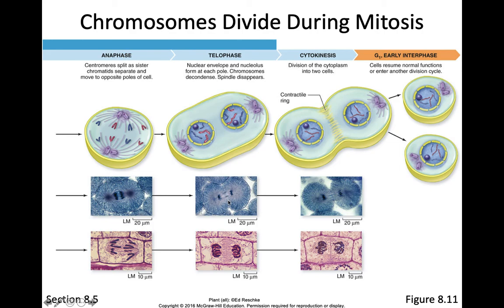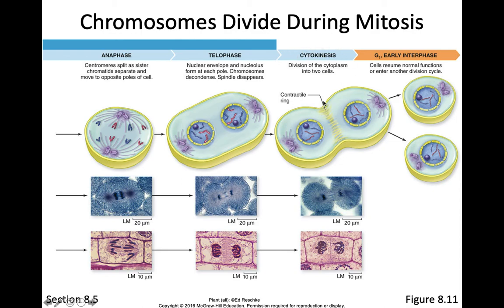This is called the contractile ring, or the cell plate in a plant. And that's technically the end of the mitosis phase. And then you enter into cytokinesis, which means splitting, which is when the cell is actually going to split.